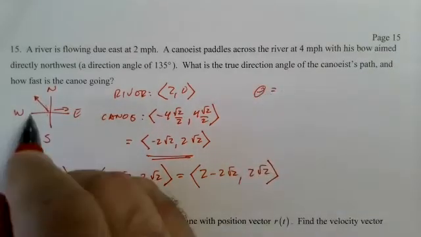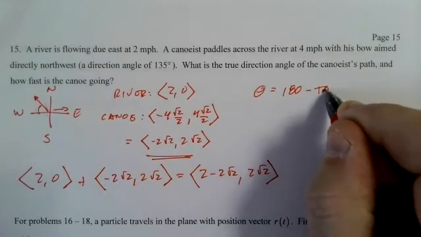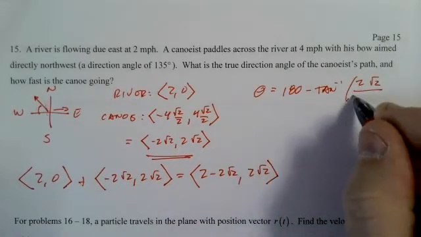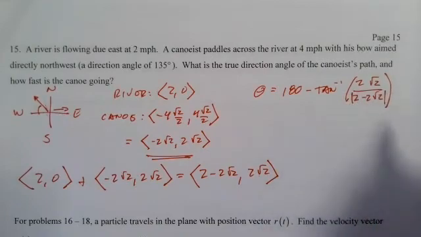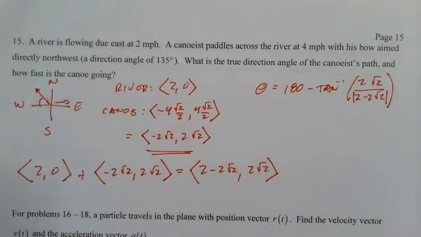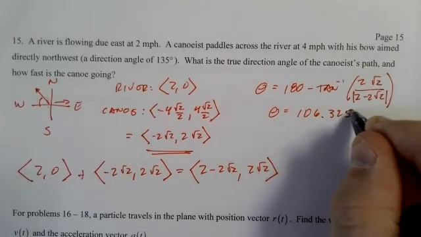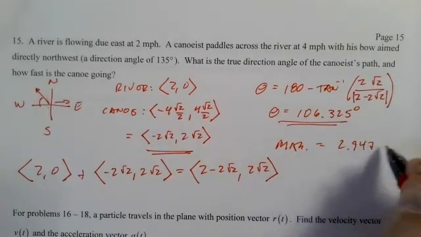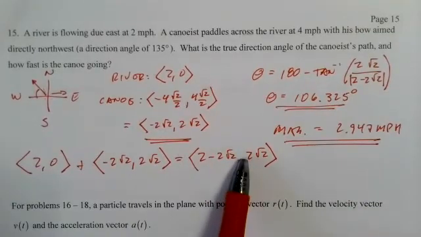So theta equals, I'll do the angle here, so 180 minus arctangent, 2√2, the y, over 2 minus 2√2. And I'm going to put an absolute value on here because I don't want the negative. The 180 minus accounts for the fact that it's over here negative. So we get 106.325 degrees. And if I blast out the magnitude, 2.947 miles per hour. Magnitude, of course, is just this squared plus this squared, square root.